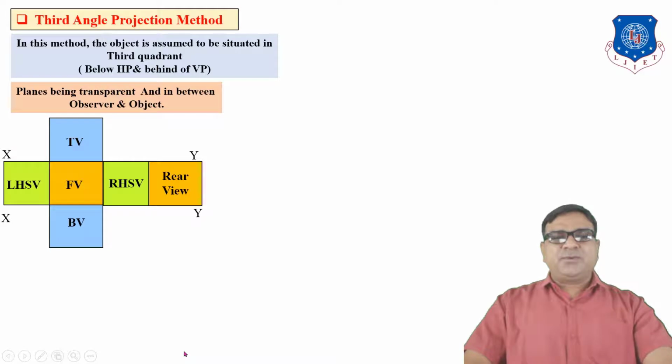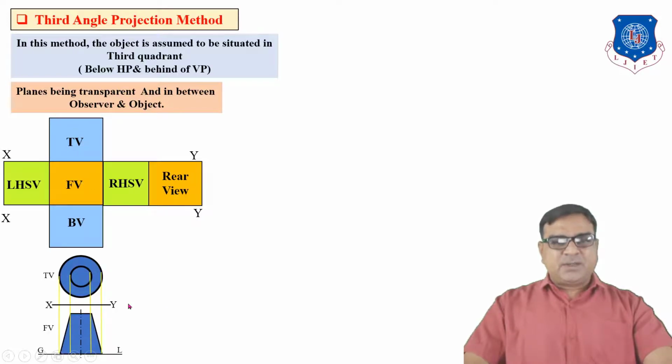So here the position of the views on paper, or in 2D, is like this. This is the XY line, this is also XY. So front view, and the top view we have to draw above the front view. Left hand side view is left of the front view, right hand side view is right of the front view. This is the position for the bottom view, and the rear view is right of the right hand side view. So in both cases, first angle and third angle, the position of the rear view does not change.